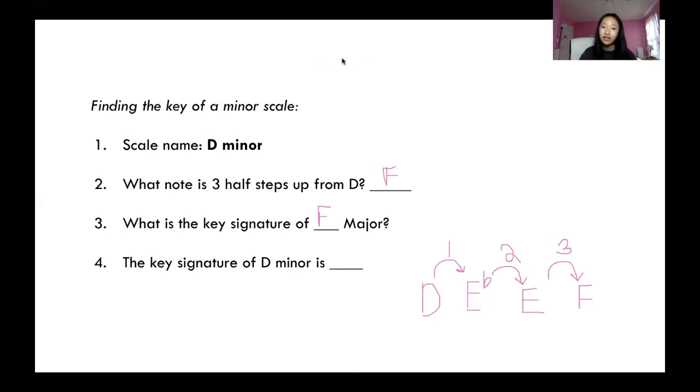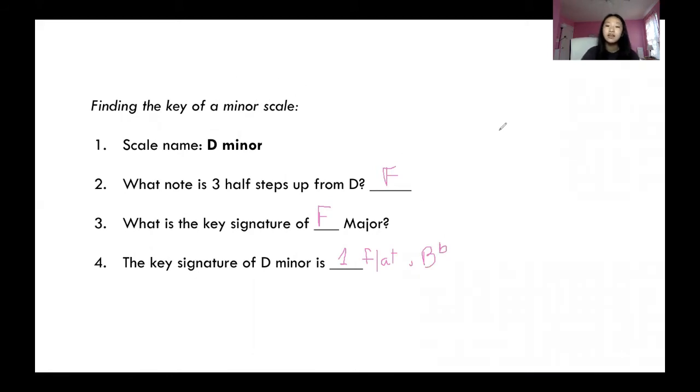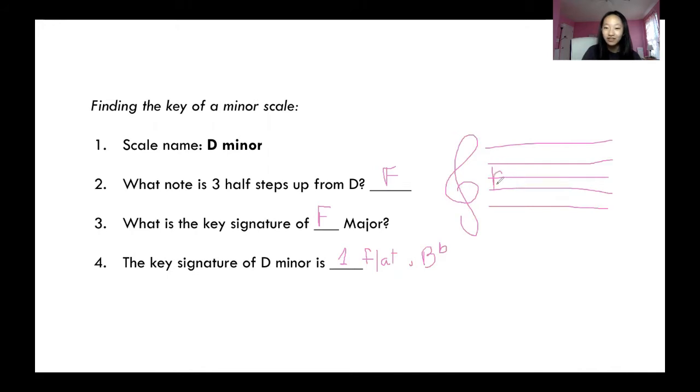And so this is a lot easier for us now because we probably know the key signature of F major. It is 1 flat. So if the key signature of F major is 1 flat, that means the key signature of D minor is also 1 flat. And I know this isn't on the slides, but if we were to draw this on the treble clef, say we have 5 lines that I'm not going to draw well at all, we would put the B flat here. And this would be the key signature of D minor.